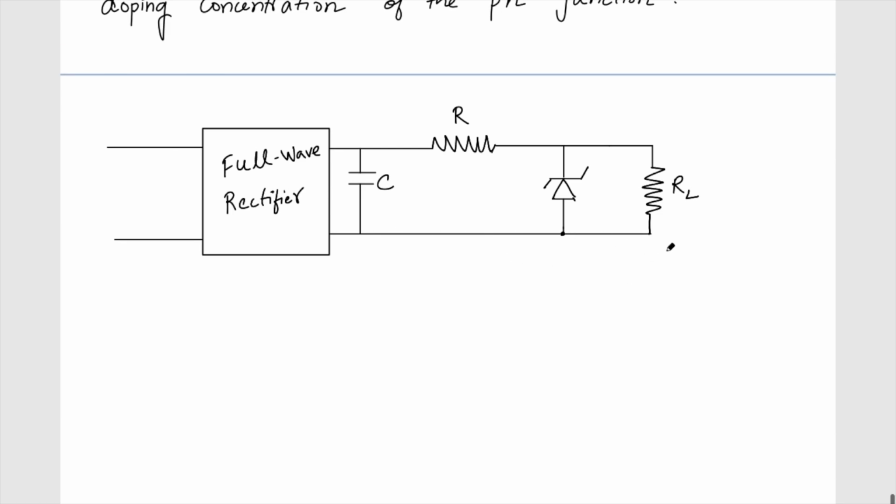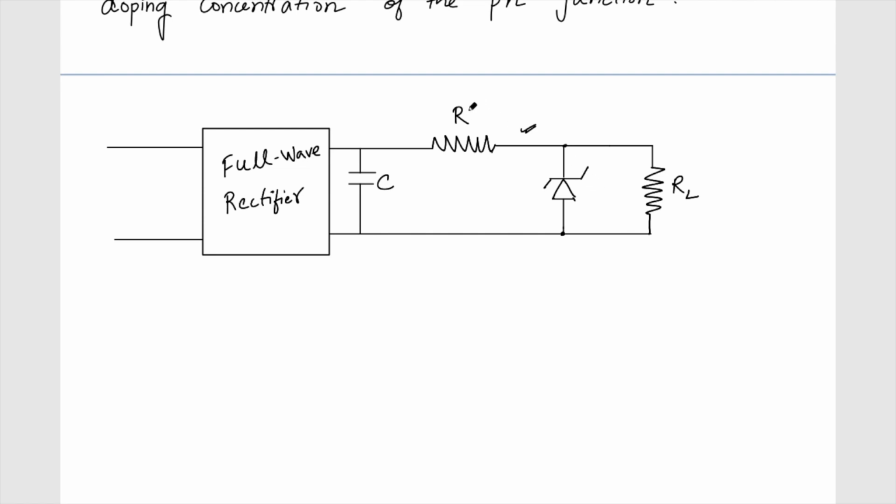Okay, so this is the complete model. This is my full wave rectifier, and I have this capacitor C for filtering, and then I have this Zener regulation. This is going to give a constant voltage across these two nodes. It will be in the reverse bias breakdown region. So I just need to make sure that this voltage is higher than the knee voltage, so that this is always in the breakdown region.